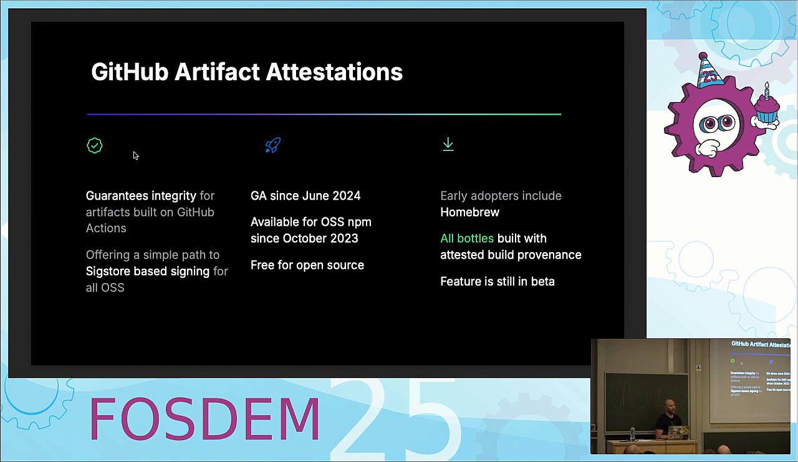Early adopters include Homebrew, so huge thanks to William, the previous presenter. They've been working very hard with us to try it out and make it work. I'm super excited that all bottles on Homebrew are now signed and built with provenance. Although Homebrew is still in beta, so we're working with them to clear out a few issues that they're experiencing to go full GA.